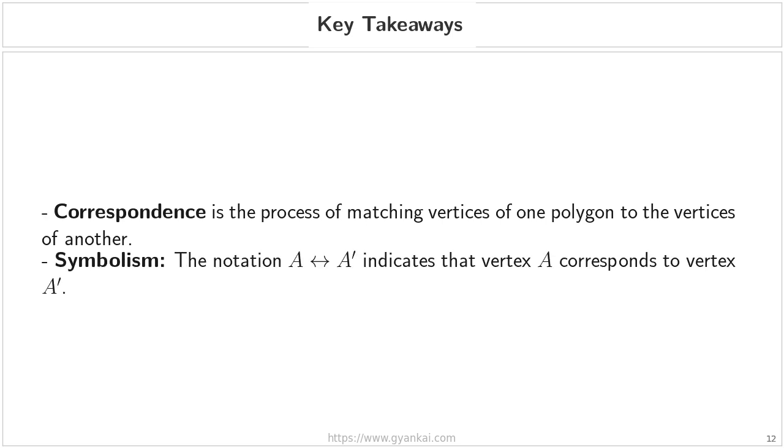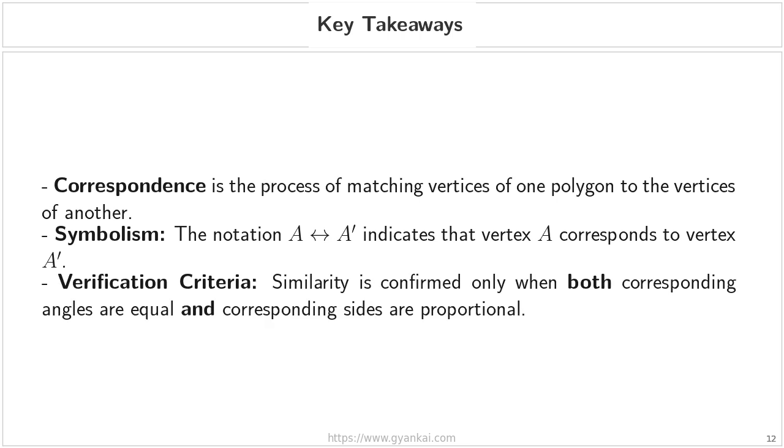Next, let's look at the notation we use to communicate this. In mathematics, we use a specific symbol to show this relationship. When you see the notation, capital A with a double-headed arrow pointing to capital A', it is a clear, mathematical way of stating that vertex A corresponds to vertex A'. This shorthand is essential for the step-by-step verification process we practiced earlier.